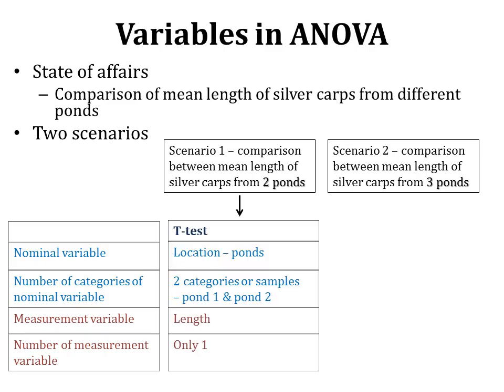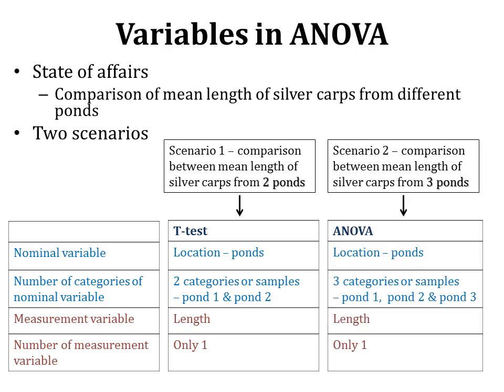The first scenario is where we can apply the t-test, because there are only two samples. The nominal variable in this case is the location, which are the ponds, right? And how many categories do we have? We have two categories or samples, pond number 1 and pond number 2. And what is the measurement variable in this case? The measurement variable is the length. And how many measurement variables are there? Only one, only length.